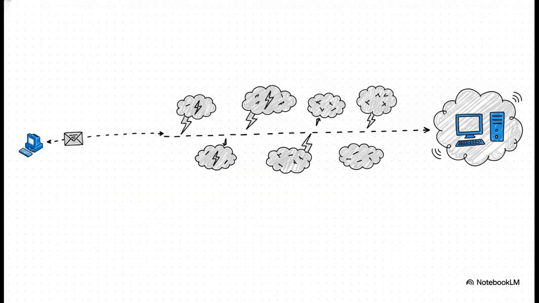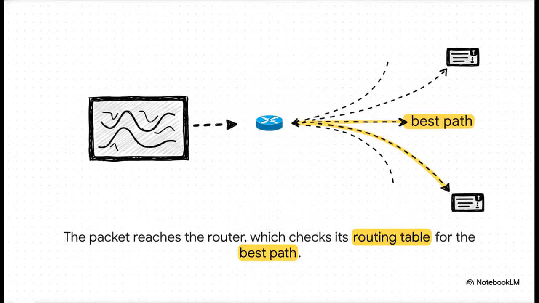Okay, so now that we get the stakes, let's actually follow a single packet on its journey. Let's say here we have host A, that's our computer, and it wants to send a message to host B, which lives on a totally different network. Because host B is on another network, host A sends the packet to its local router. This is the first stop. The router gets the packet, takes one look at the destination IP address, and immediately consults its routing table, its map, to find the best way to get to host B's network.